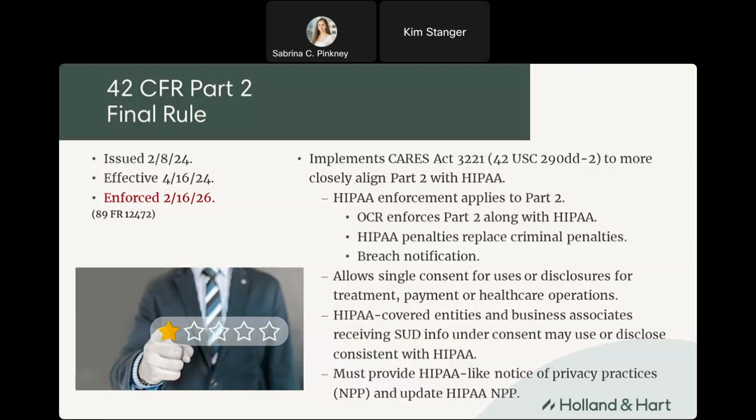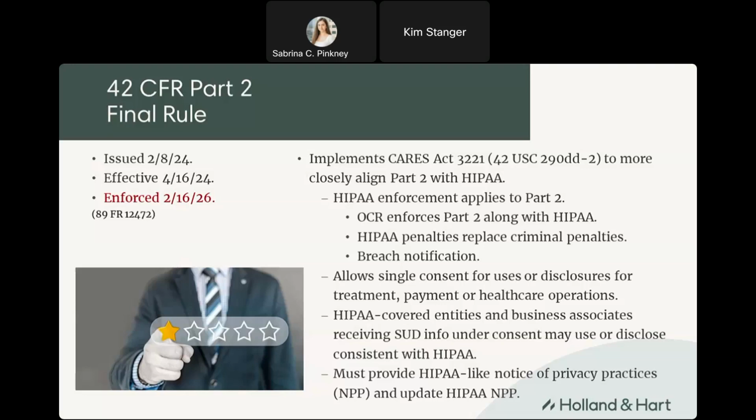It also allows HIPAA-covered entities and business associates who get SUD information from a Part 2 program under consent from the patient to use or disclose that information further consistent with HIPAA. So as long as they're complying with HIPAA in making further uses or disclosures, they can do that. And finally, under the new rules, Part 2 providers have to provide a notice of privacy practices that's similar to HIPAA. For other entities, you're going to have to modify your notice of privacy practices to accommodate these Part 2 programs.